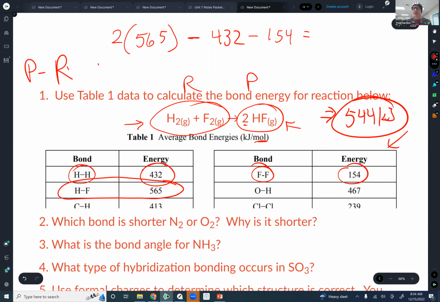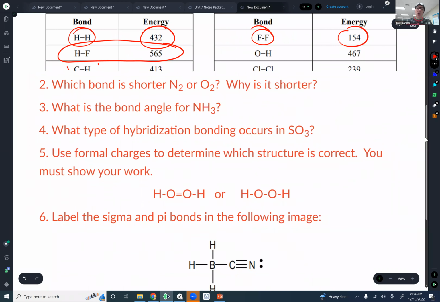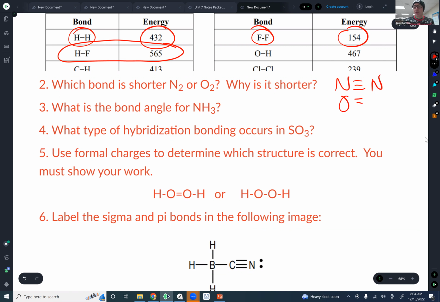Okay, step number 2. What we're going to do is ask which molecule has a shorter bond. Well, it's the one that has the more bonds in it. The shorter the bond, the more the number of bonds. So if we do the Lewis structure, we would see that N2 has a triple bond, O2 has only a double bond. So N2 is the shorter bond.